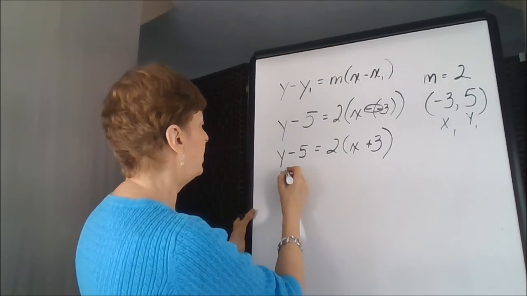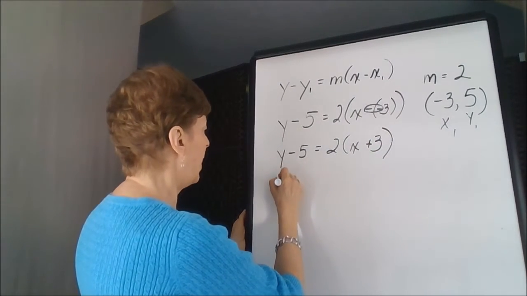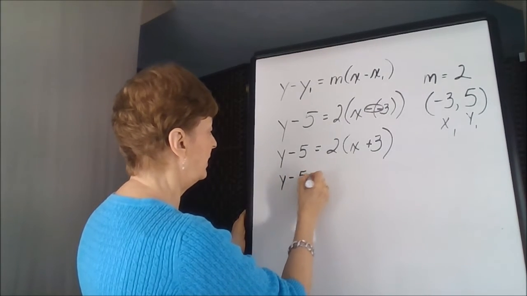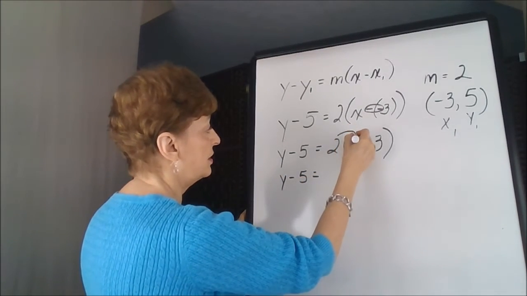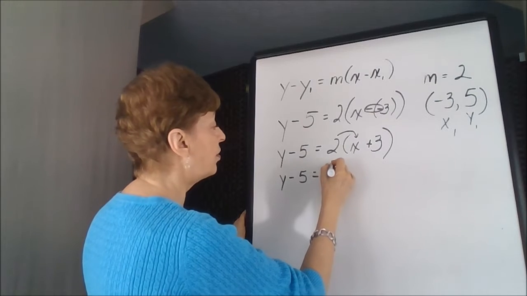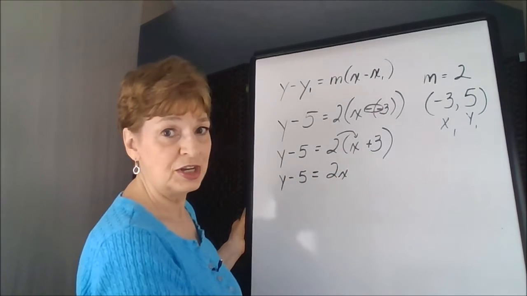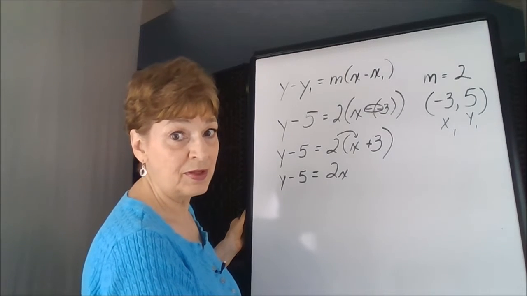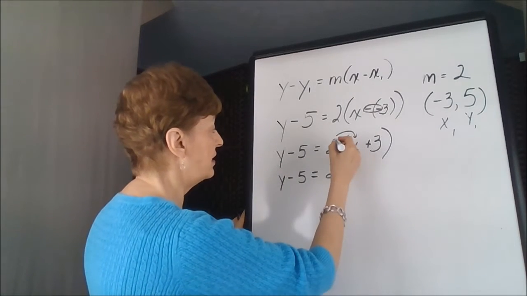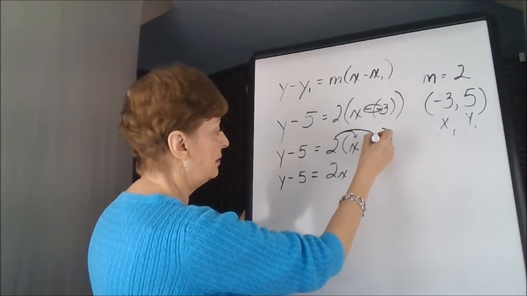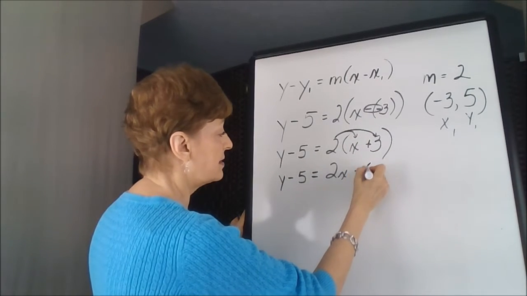From here, we would do y minus 5. Now we're going to distribute. This is all order of operations. If you're confused about the order of operations, you can go back and watch some of those order of operations videos. And then this one, where we have plus 6.